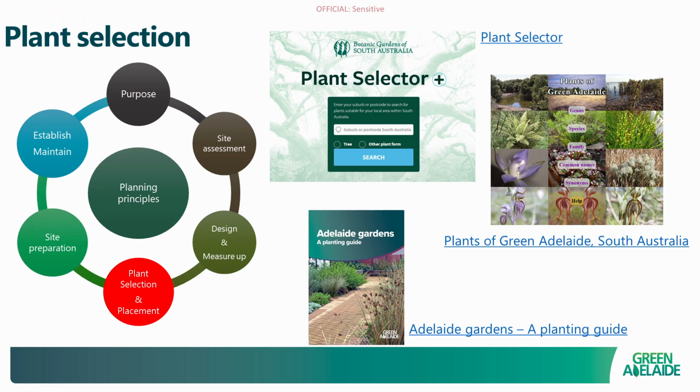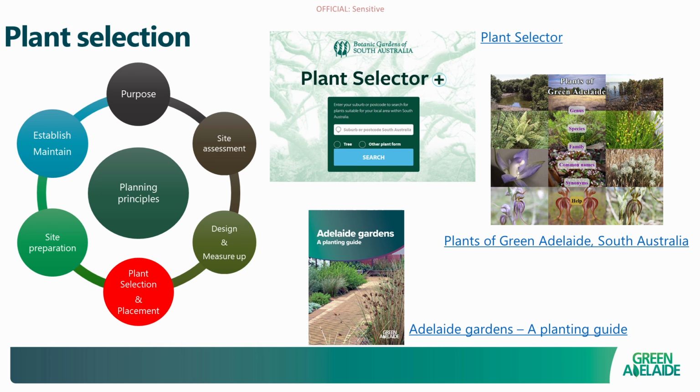Once you've measured up, the next thing on the list is plant selection. Now, it's important to identify the roles that plants are going to play in your site and how they will be arranged. Depending on the purpose of your project, there are a number of different tools that we can provide that will help you select the appropriate species.